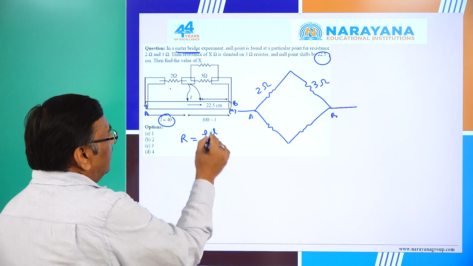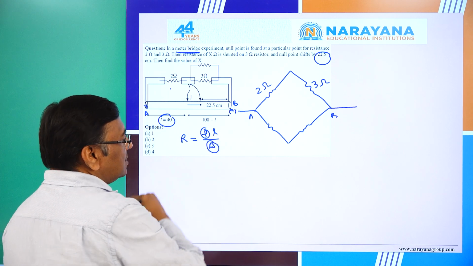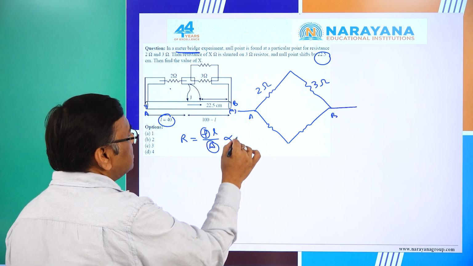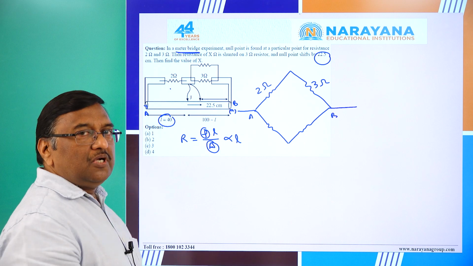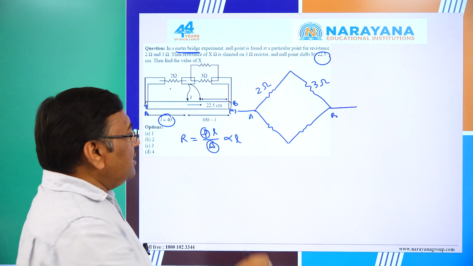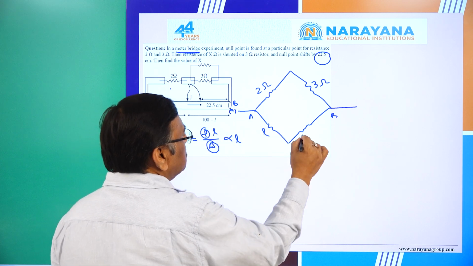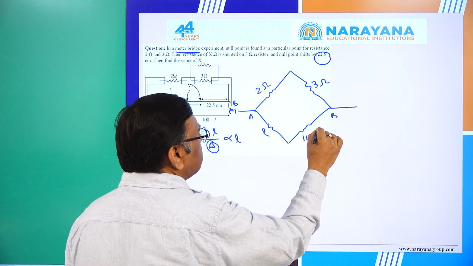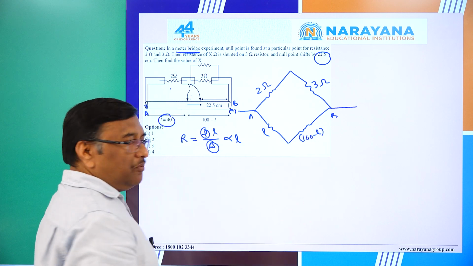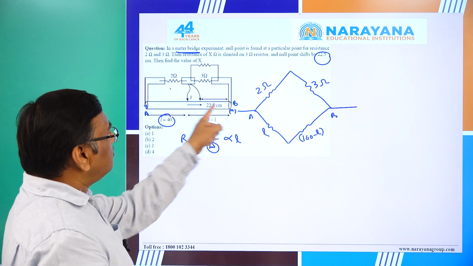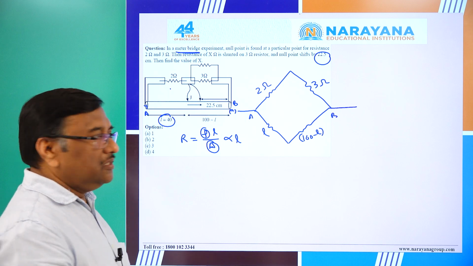So what we can say, if resistivity is the same and the area of cross section is the same, then writing the proportionality, R is proportional to L. If I consider this length to be L, then this length is going to be 100 minus L in centimeters, because in a meter bridge the total length of the wire is 100 centimeter, isn't it?